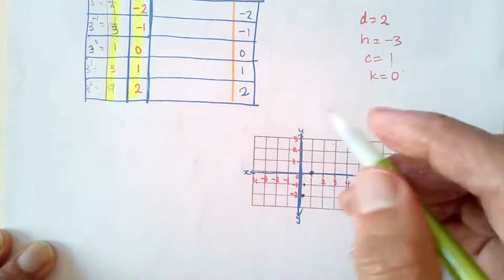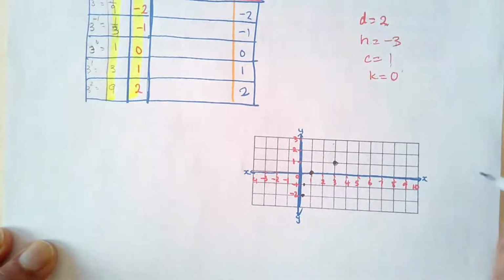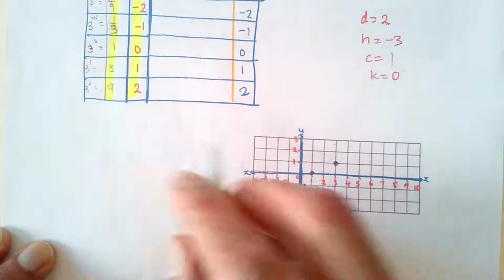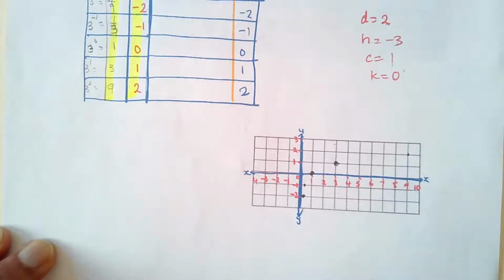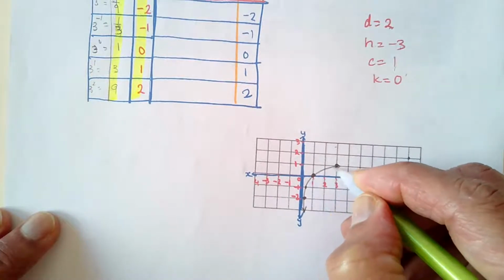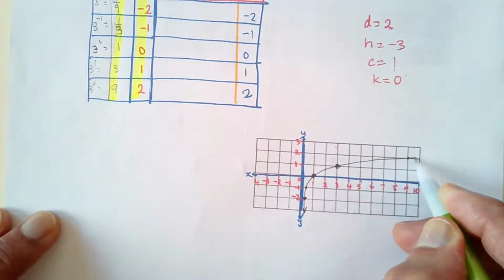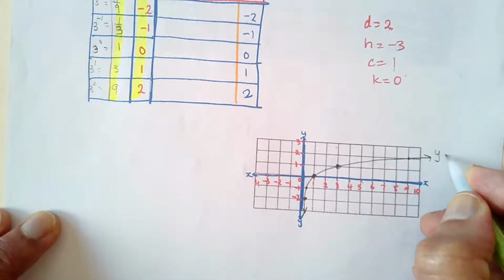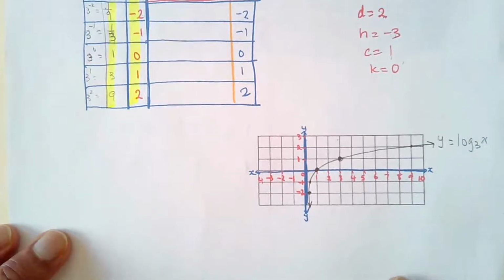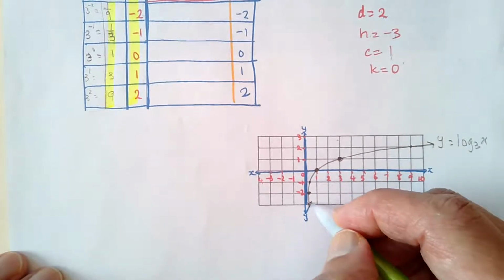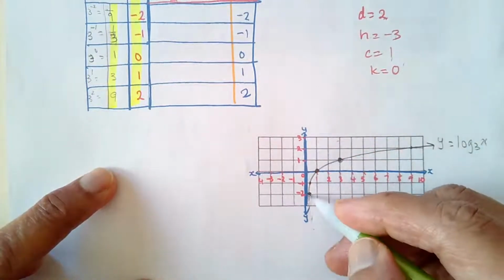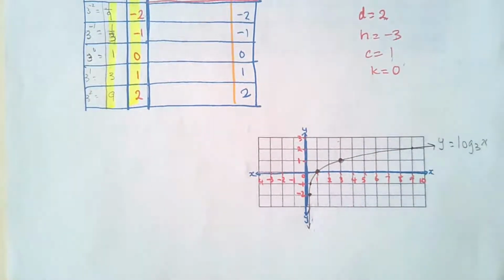Next we have (3, 1), and then (9, 2), which is about here. So I'll go ahead and draw a nice smooth curve as much as I can. So this is y is equal to log 3 of x. We have our graph established. It's not curving backwards, it's going towards the asymptote, which is the y-axis.